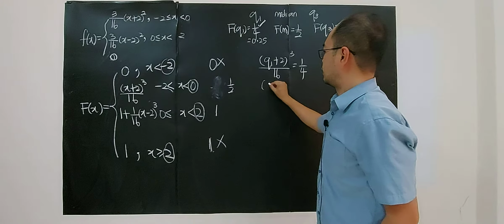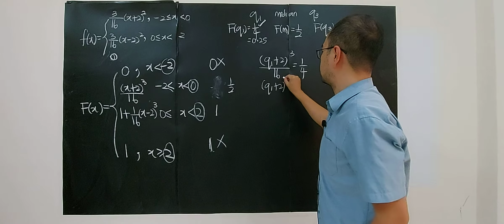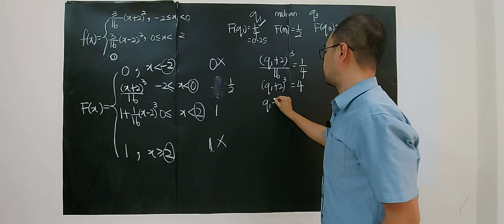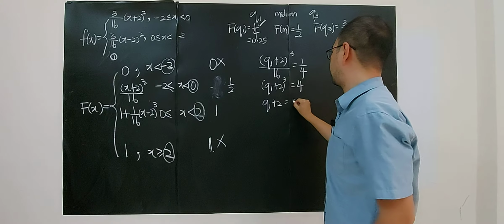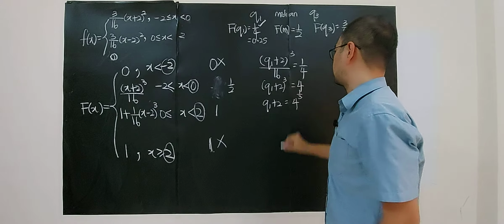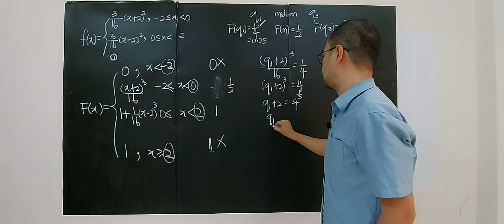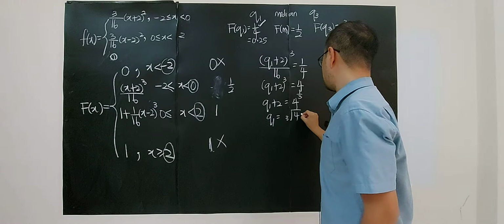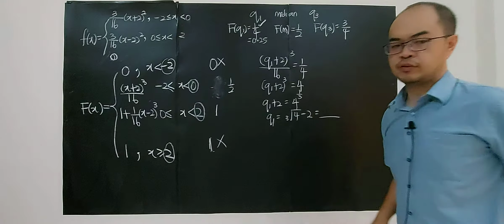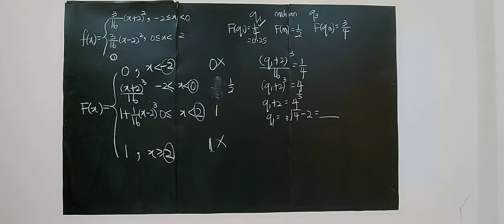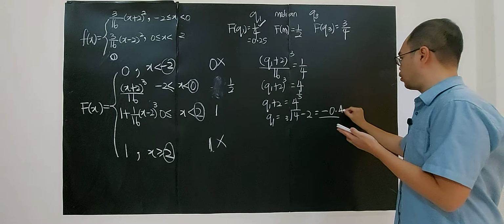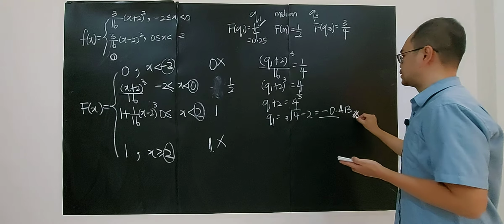That's the way. Later on, (Q1 + 2)^3 equals 1/4 times 16, so you have 4, right? So for Q1 plus 2, take the cube root on both sides. So your Q1 will be the cube root of 4 minus 2. Then you will get your first quartile. Let's see, which will be negative, in 3 significant figures, 0.413. Alright, this is the first quartile.